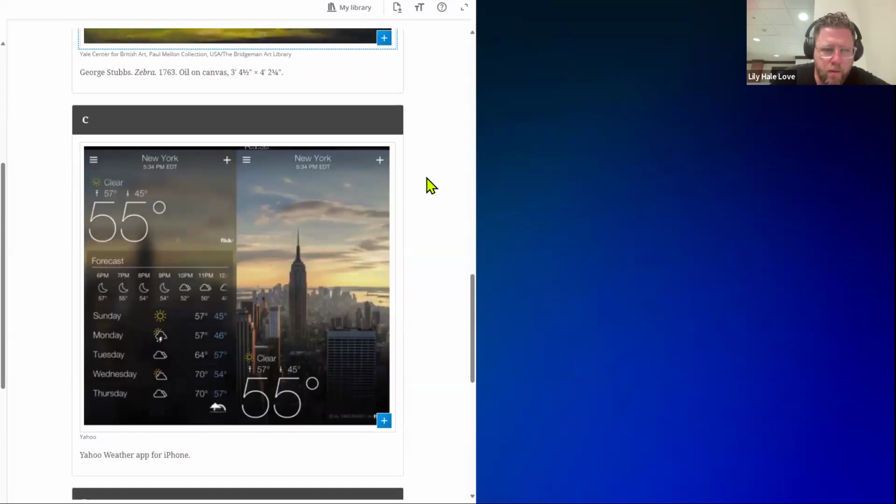This one's a bit tougher. The interesting thing with this is it's a phone app. This is like a screenshot of a phone app. But, so one of the questions is, with this picture, where is this picture?